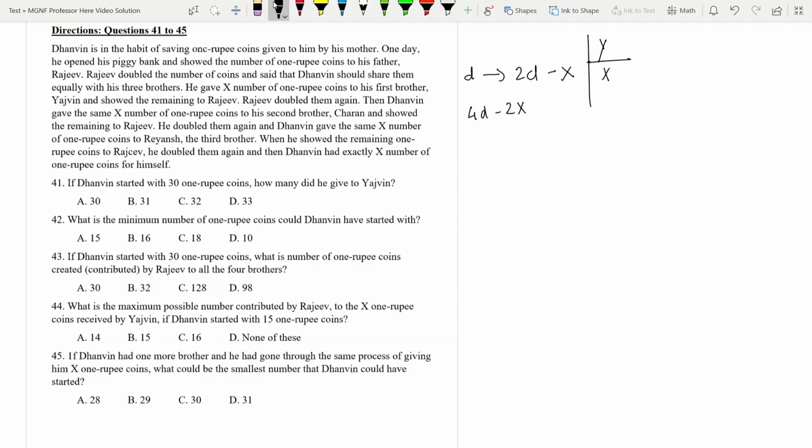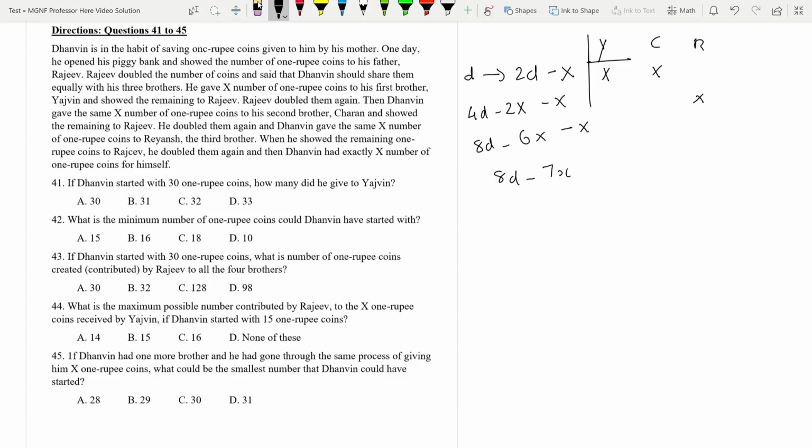Now he goes on and gives X number of coins to Charan. So this is minus X. And after doing that, he comes back again and shows it to his father. His father again doubles it. So it becomes 8D minus 3X, so 6X. 8D minus 6X. And now again he gives X number of coins to Rainesh. So now the remaining number of coins is 8D minus 7X.